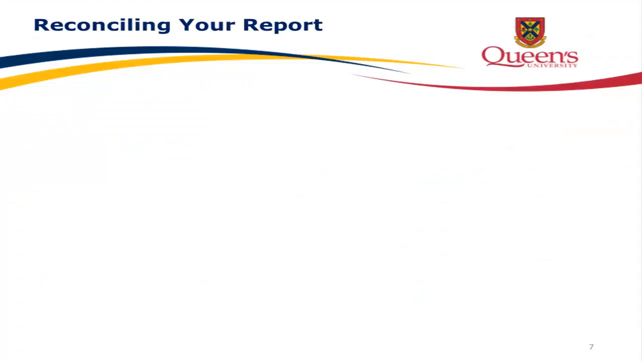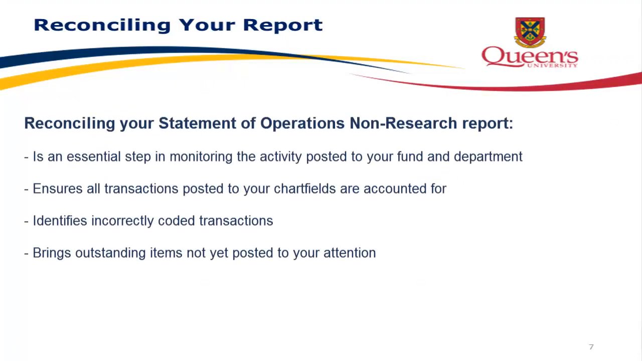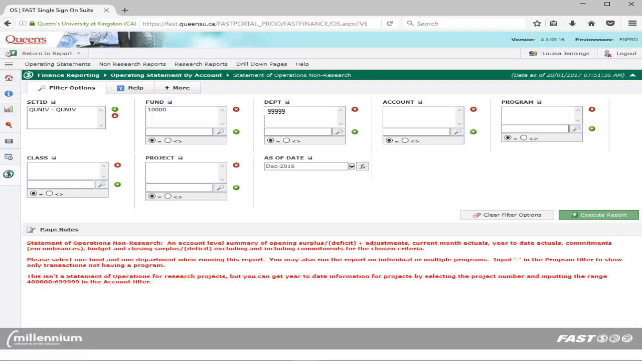Next, we will discuss reconciling your Statement of Operations non-research report. This is an essential step in monitoring the activity posted to your fund and department. This process ensures that all transactions posted to your chart fields are accounted for, identifies any incorrectly coded transactions, and brings any outstanding items which are not yet posted to your attention. The best way to perform the process is to run your monthly report, export the data to Excel, and then match each transaction to your records or source documents.